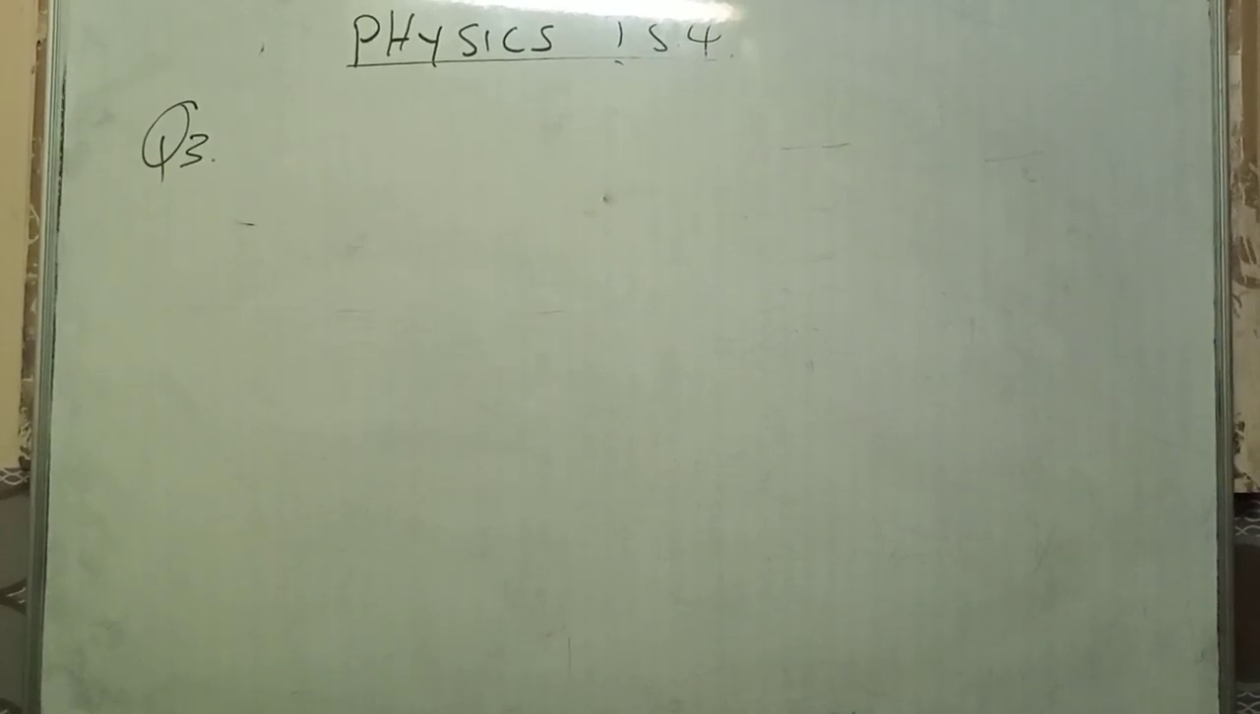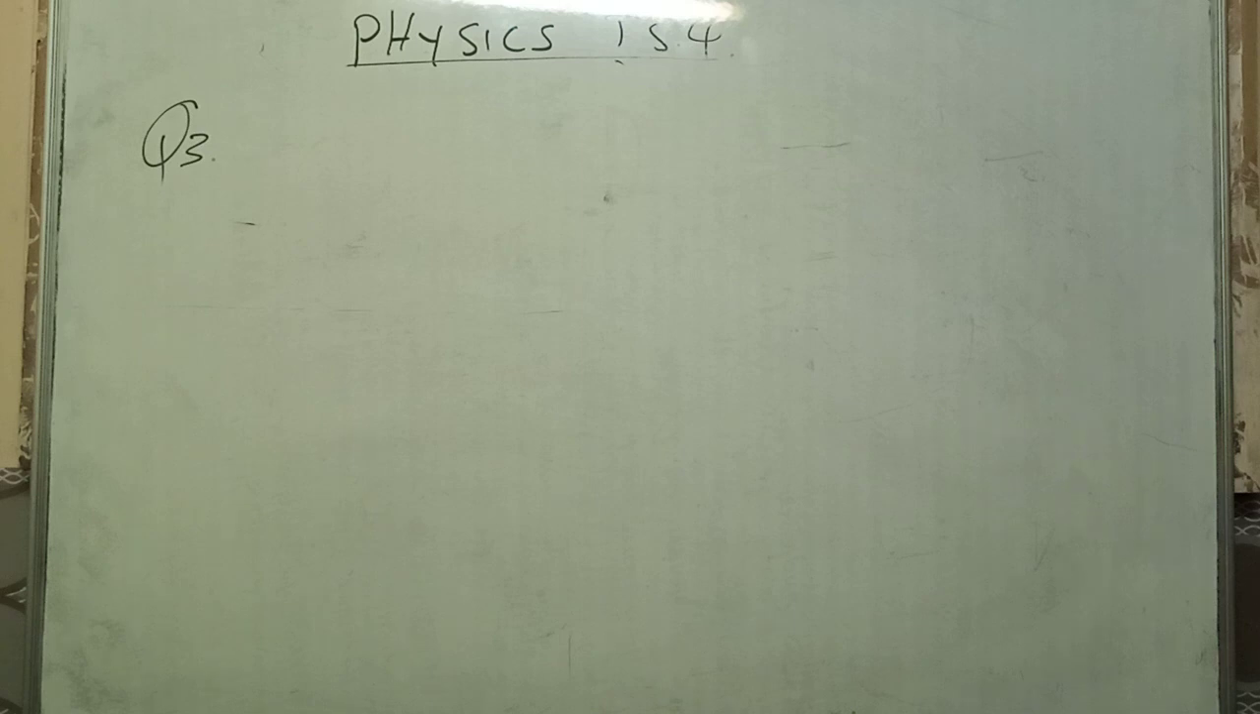Question 3. Question 3 is saying two trains on separate tracks move toward each other. Train 1 has a speed of 1.30 times 10 to the power 2 kilometers per hour. Train 2 has a speed of 90.0 kilometers per hour. Train 2 blows its horn, emitting a frequency of 5.00 times 10 to the power 2 hertz. What is the frequency heard by the engineer on train 1?